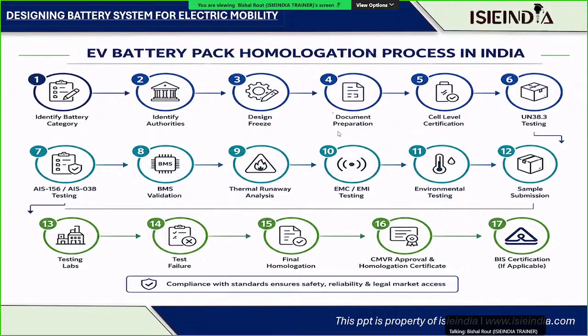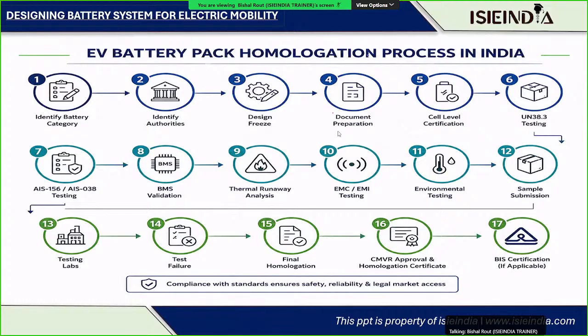Freeze your design means this is the most important industrial stage. Freeze means no further major design changes are allowed. If it's certified for one design and you make a small change to the design, you have to apply for the certification again. That's why, while applying for the certification, you have to freeze the design. There is an option to freeze the design because beyond that, no further major design changes are allowed.